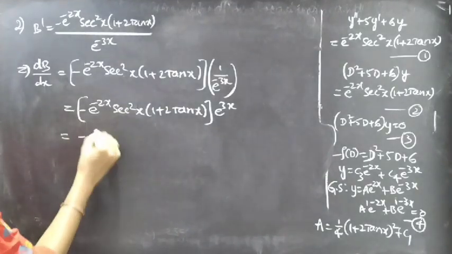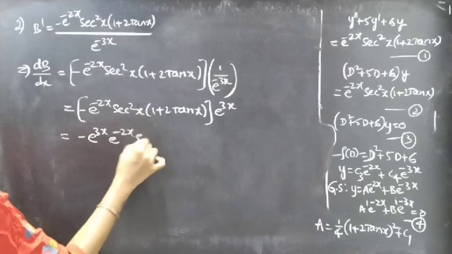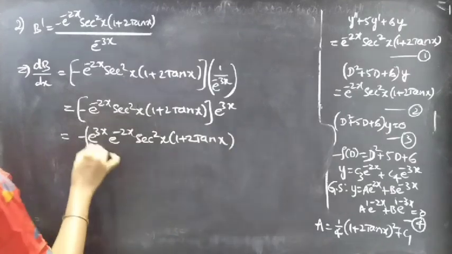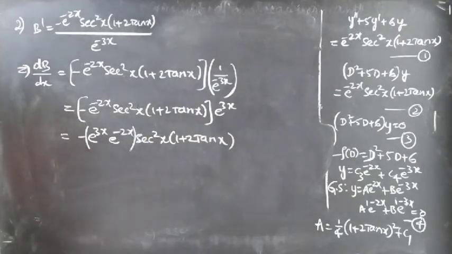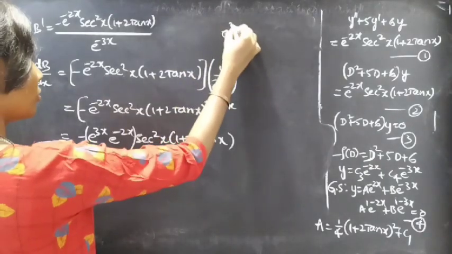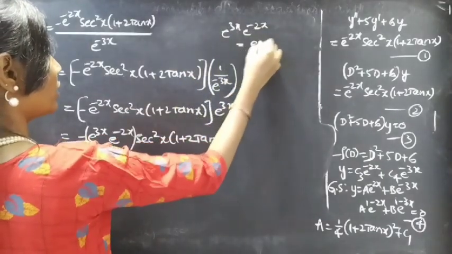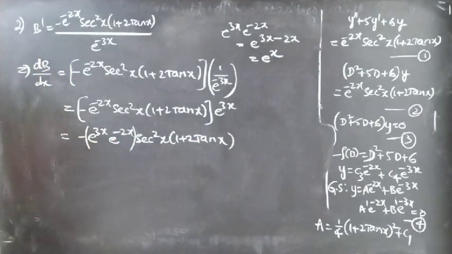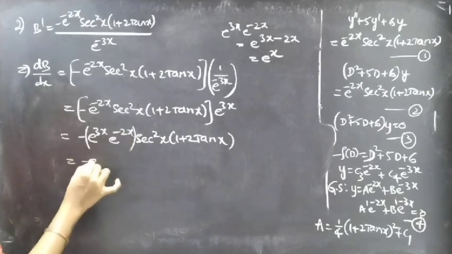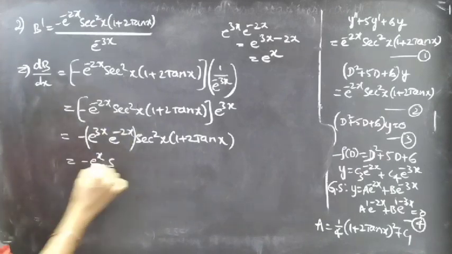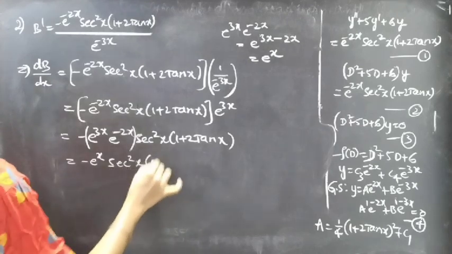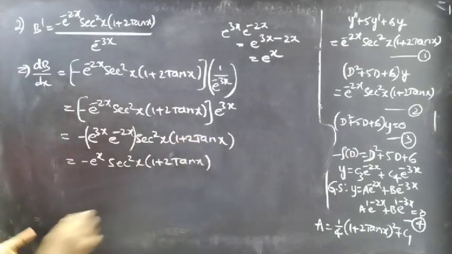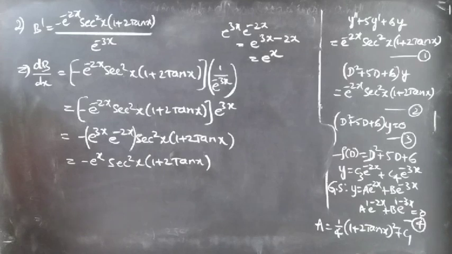Now we can write this as minus e power 3x into e power minus 2x secant square x of 1 plus 2 tan x, right? Here we have e power 3x into e power minus 2x. You can write it as e power 3x minus 2x. 3x minus 2x is x, so we will get e power x, right? Let's replace this with e power x. So we got b dash equals minus e power x secant square x of 1 plus 2 tan x.